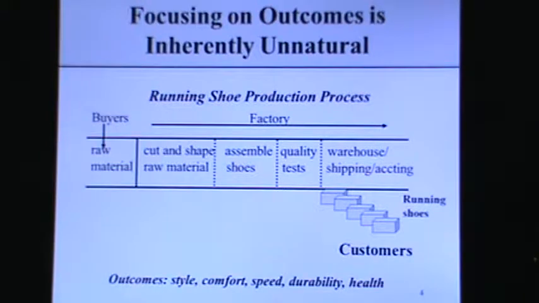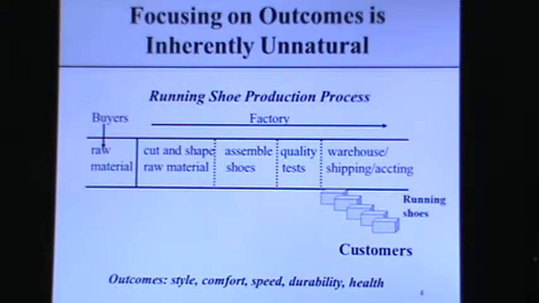The people in the factory responsible for cutting and shaping the raw material are going to be focused on minimum waste, making sure that we do our cutting and shaping in a highly efficient manner, that we do lots of quantity and high quality. The assembly folks are going to look at how many shoes they get assembled, quality of the shoes assembled, etc. The people who test quality are going to know how many tests they ran, etc. And the warehousing and shipping and accounting people are going to be measuring the number of product that they've packaged, number of product that they shipped, etc.